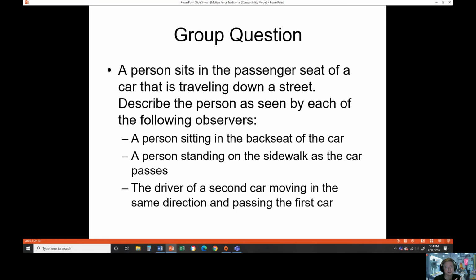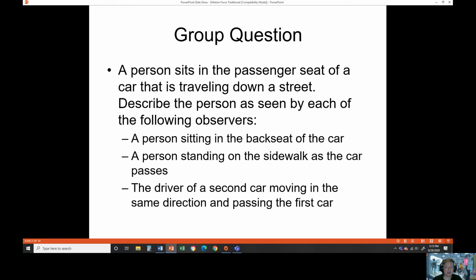So we're going to start with this group question, where you imagine you were in class, talking to your neighbor. You have the following. A person is sitting in the passenger seat of a car that is traveling down a street. Describe that person as seen by each of the following observers. A person sitting in the back seat of the car, how do they see that person? A person standing on the sidewalk as the car passes by, how do they see the person sitting in the passenger seat? And then finally, the driver of a second car moving in the same direction and passing the first car. How does that person see the person sitting in the passenger seat?